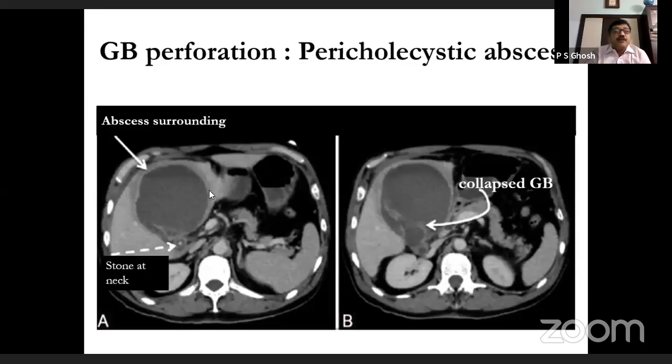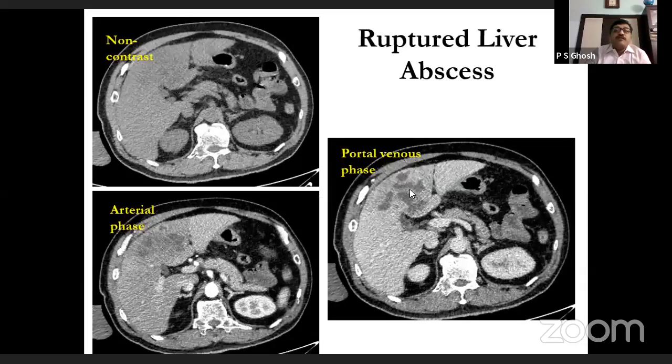Again, this is the formation of an abscess. We can see the stone at the neck, but the gallbladder is collapsed here. We can see this better in this section. So a collapsed gallbladder along with an abscess. So it's a case of gallbladder perforation.